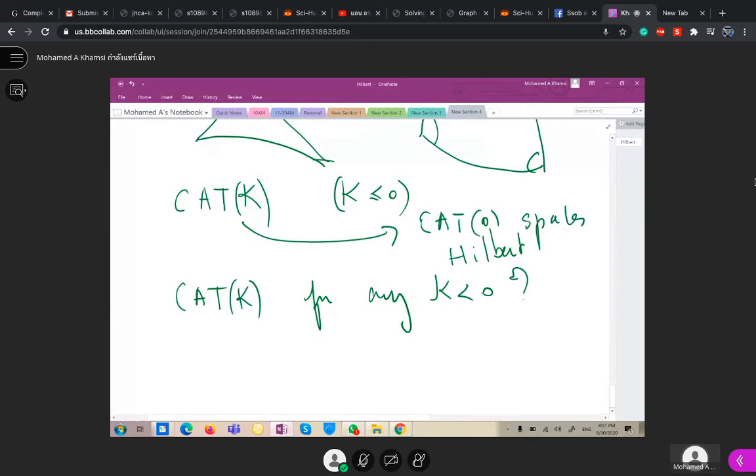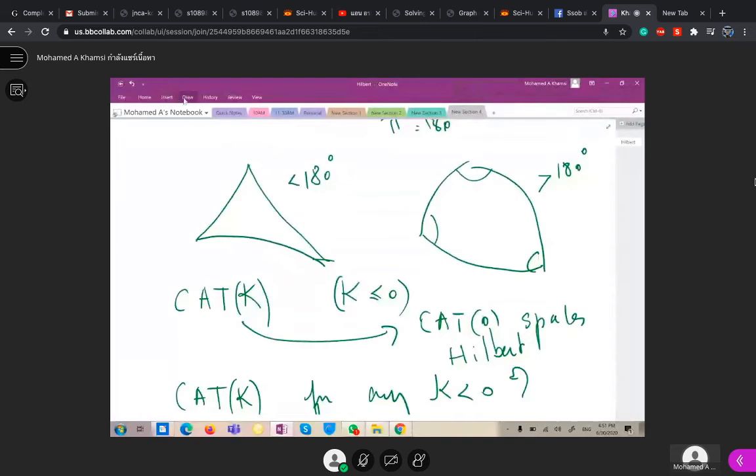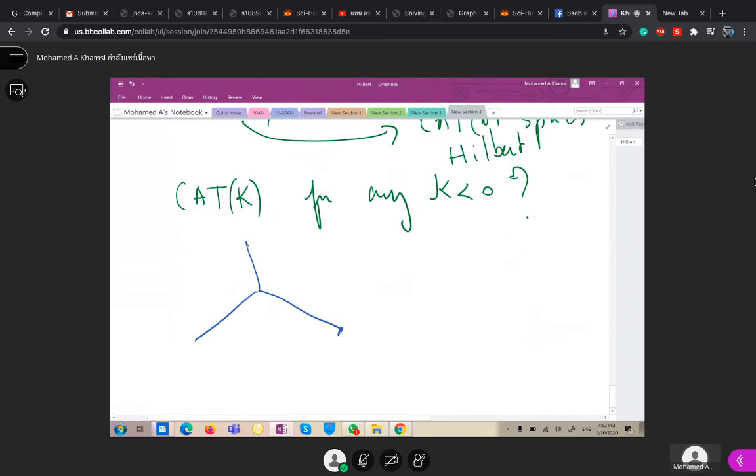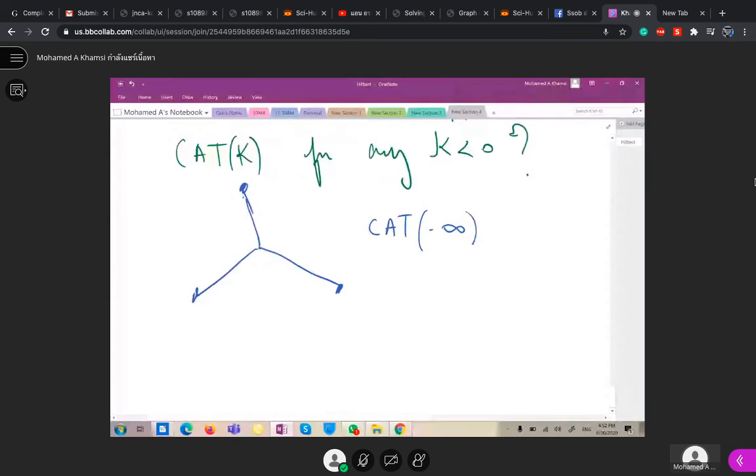Okay? So we are like this picture, for any kappa here. So as you can see, these triangles become like this, more and more, depending on the curvature, to a point where the triangle becomes like this. See? Thin, like straight. So we call them CAT(minus infinity). Okay? You are CAT(minus infinity). Okay? So these examples, in fact, are what's known as metric trees.